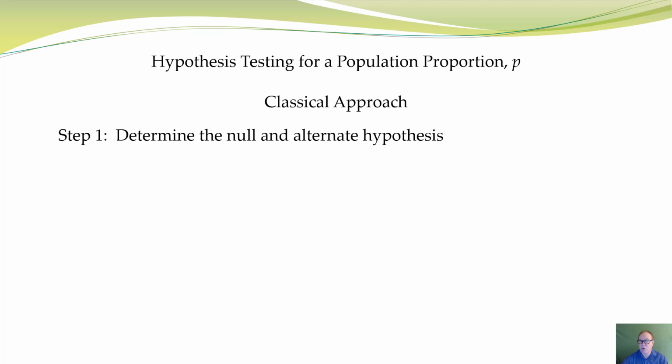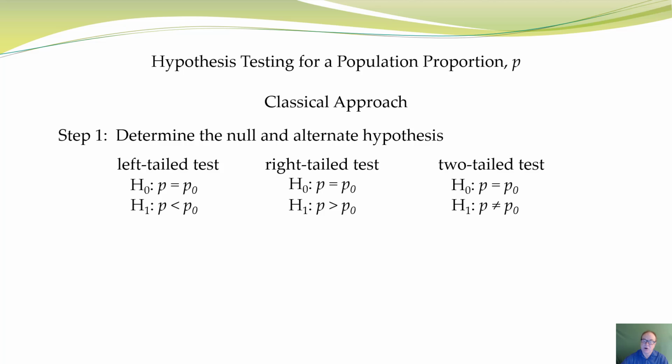Classical approach. Step 1. Determine the null and alternate hypothesis. From earlier in Section 10.1, if it's a left-tailed test, the null hypothesis H naught is going to be p equals some value p naught, and H1 is going to be p is less than p naught. A right-tailed test, the null is still p equals p naught, but the alternate would be p is greater than p naught. Two-tailed test, the null would be the same, p equals p naught, but the alternate would be p is not equal to p naught.